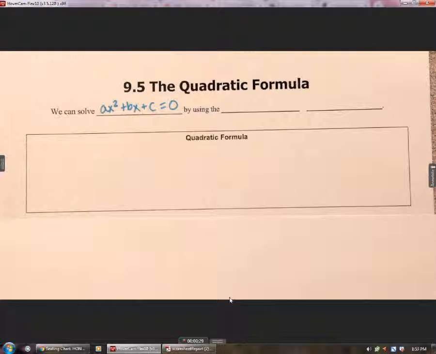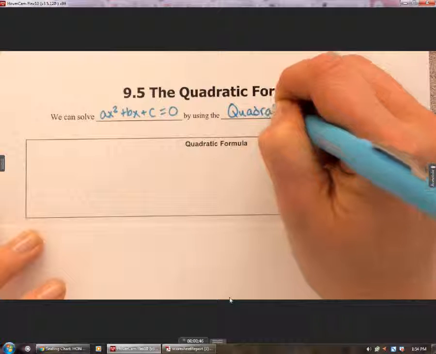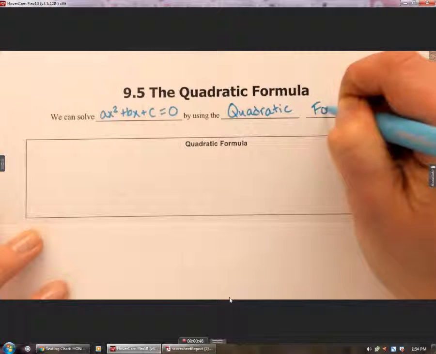In the last chapter, we did graphing, where you could graph it and see where it crosses the x-axis. We've solved these with factoring, like magic x and greatest common factor, things like that. Today I'm going to show you a new method. It's called the quadratic formula. You've probably done this before. Good. I'm glad you remember.